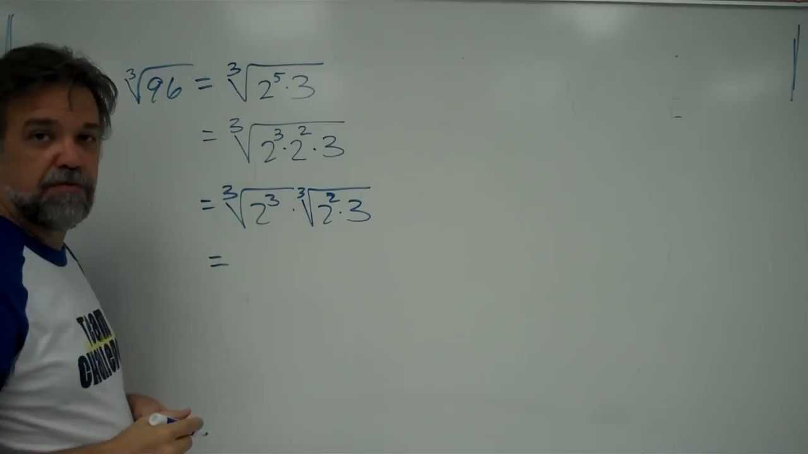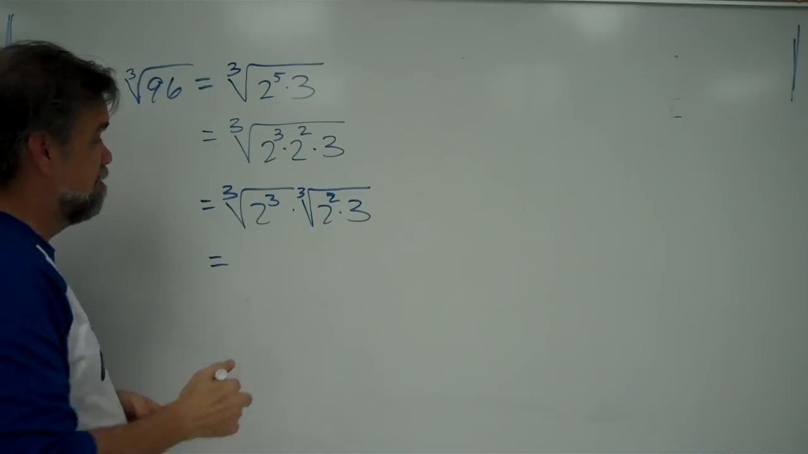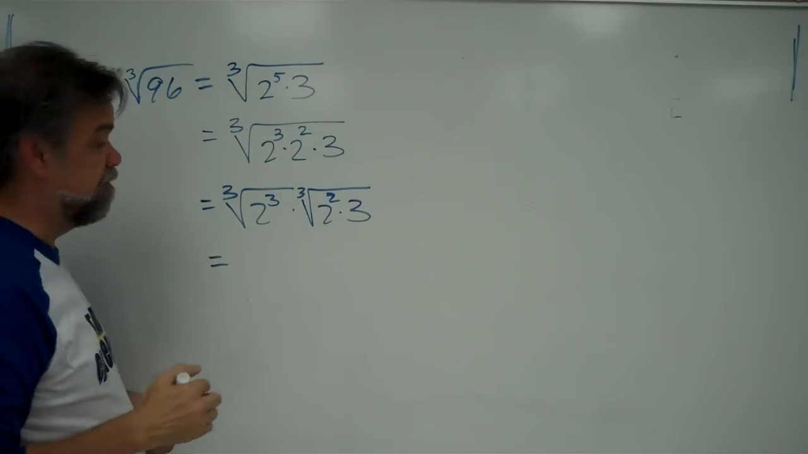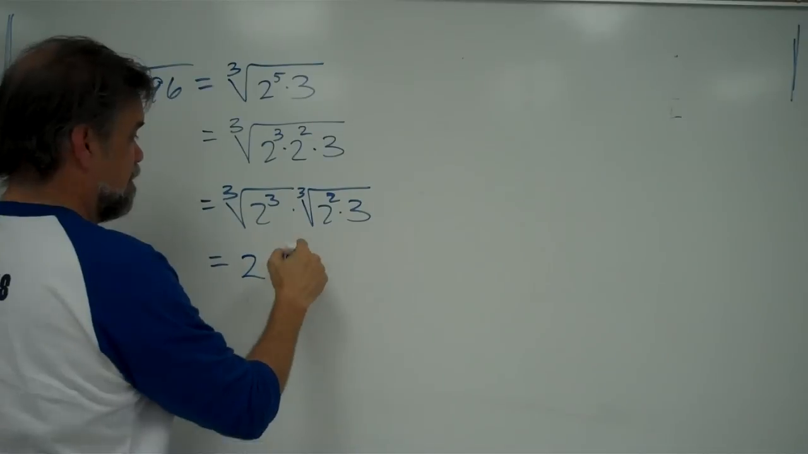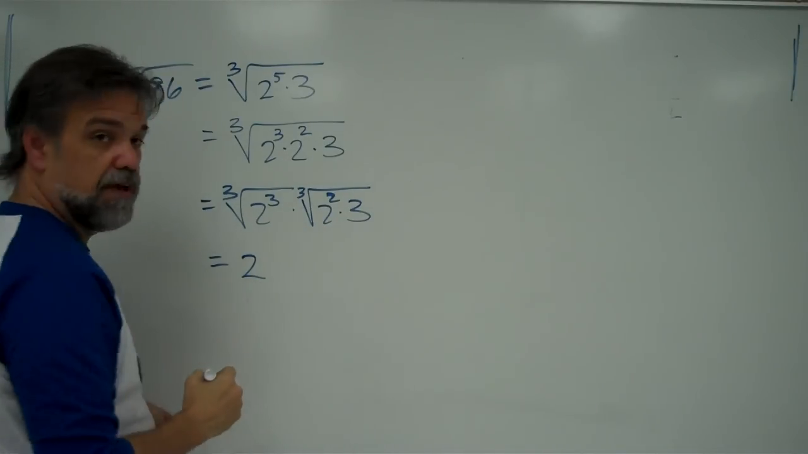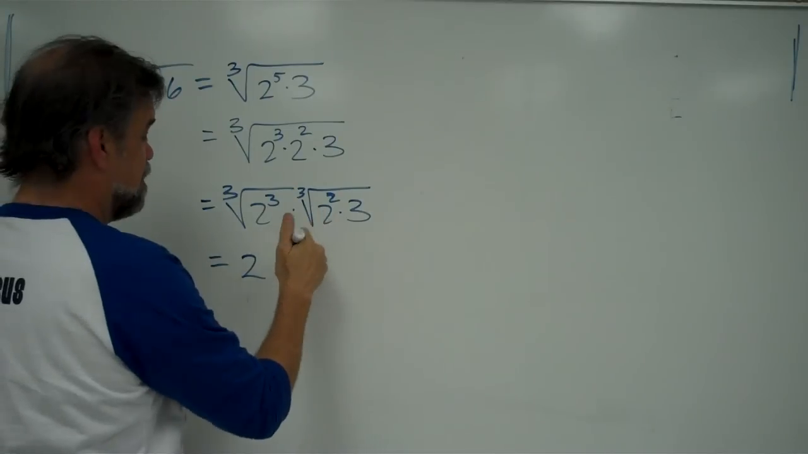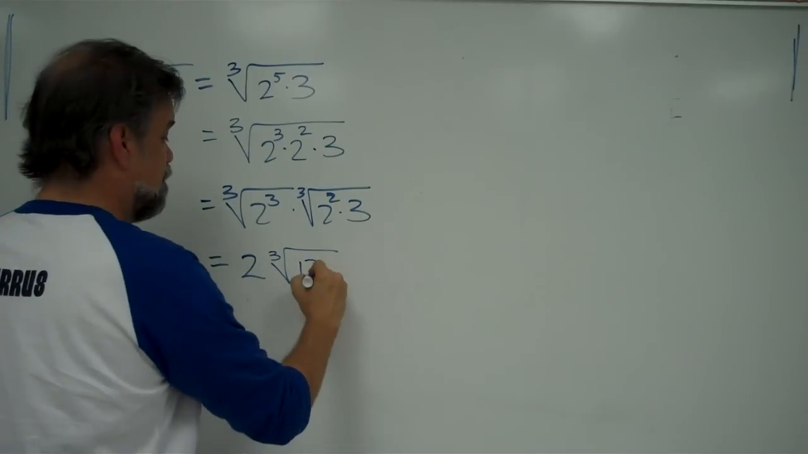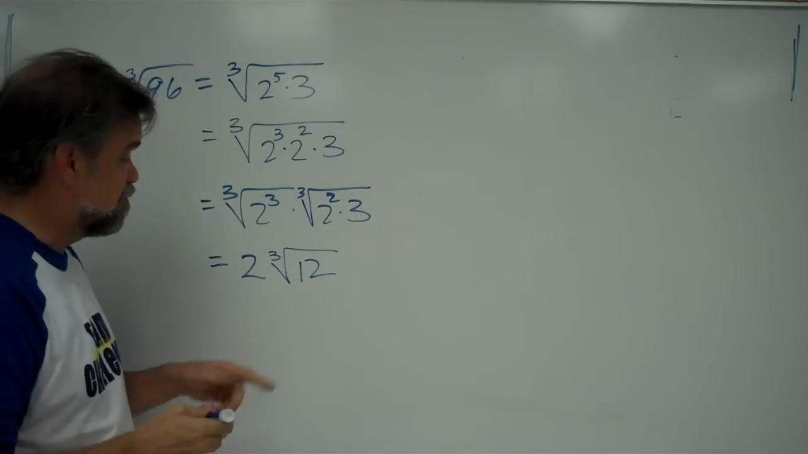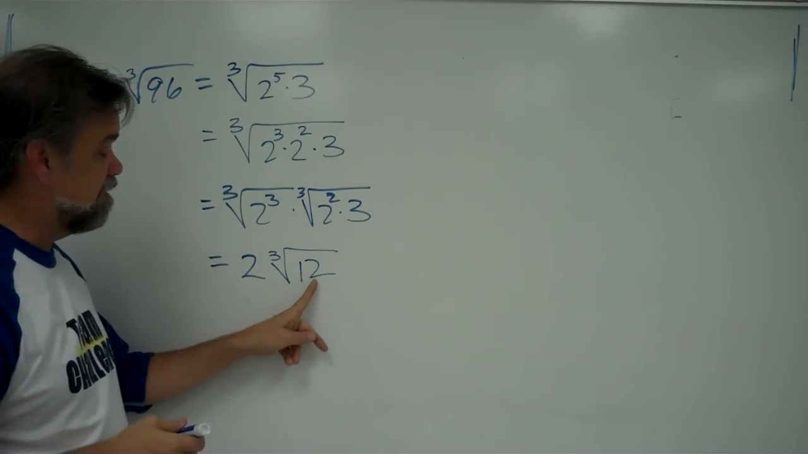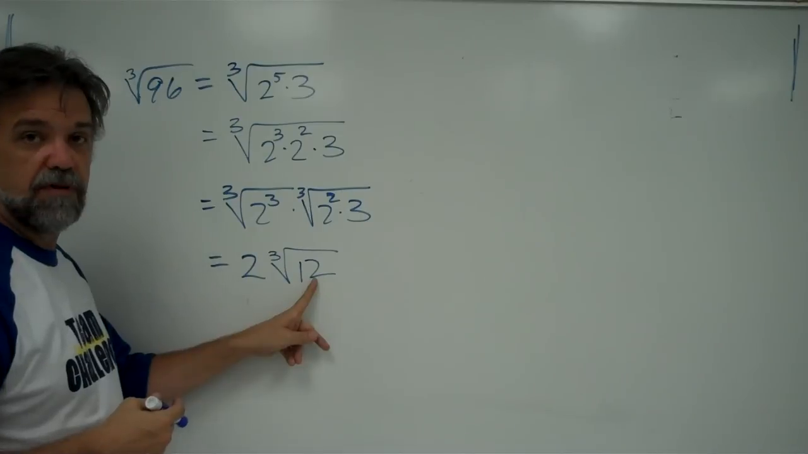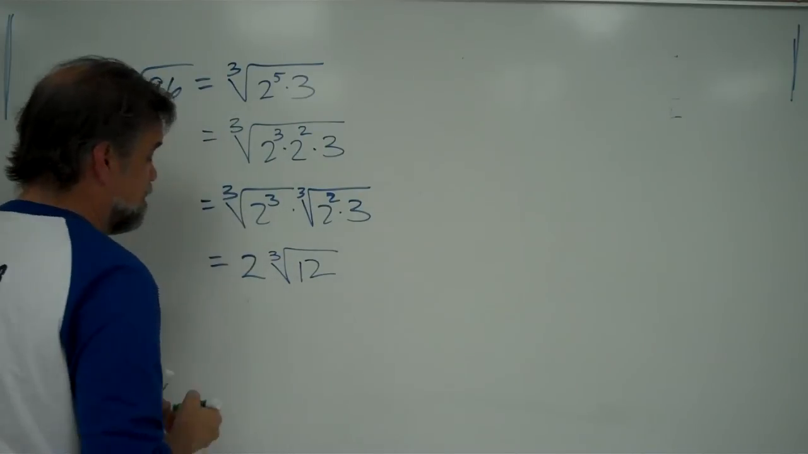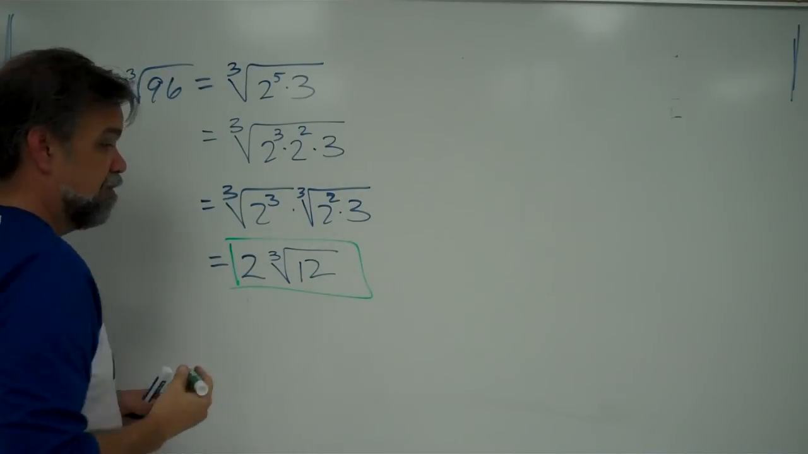What's the cube root of 2 cubed? 2. Think about it. This means to the 1/3 power, and 3 times 1/3 is 1. So this is 2. And this, well, we're just going to have to leave it alone. It's going to be the cube root of 2 squared, which is 4, times 3, which is 12. And we just can't take a cube root. 12 is not a multiple of any perfect cube. So we just have to leave it like that. And that is the simplified form. Okay?